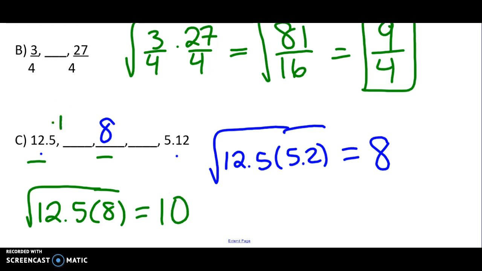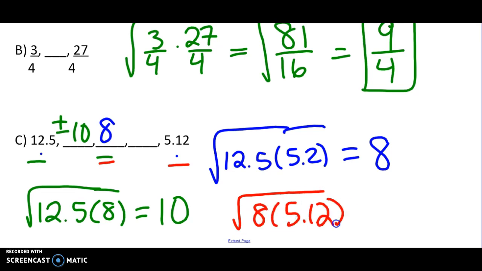But this one could actually be a positive or a negative, because if we had a multiplier that was negative, we would go from 12.5 to negative 10 back to positive 8, or it could just be a positive multiplier. And the last one is we want to find the geometric mean between 8 and 5.12. So we multiply 8 and 5.12, square root it, and we get 6.4. This one, again, could be a positive or a negative.